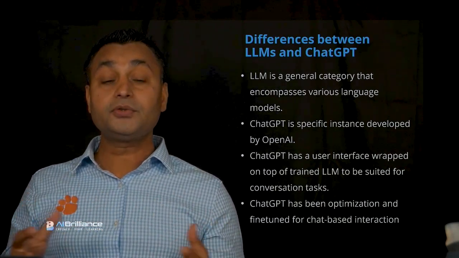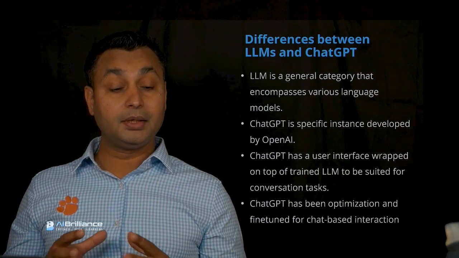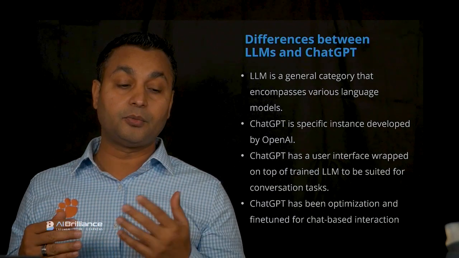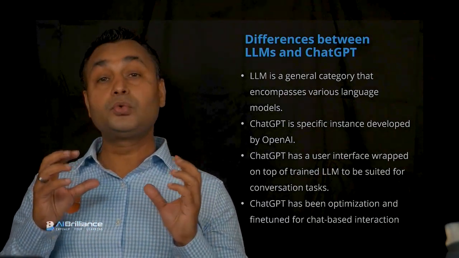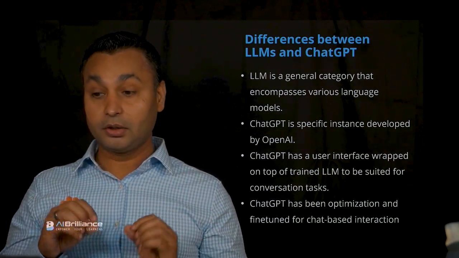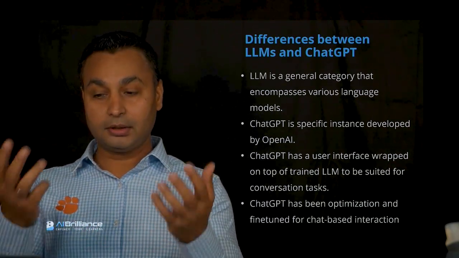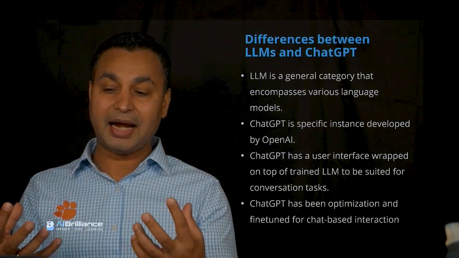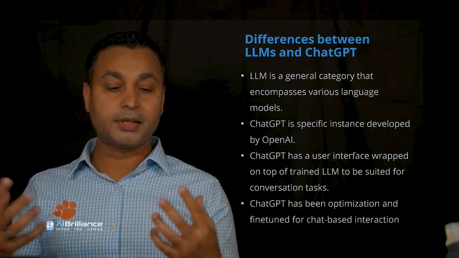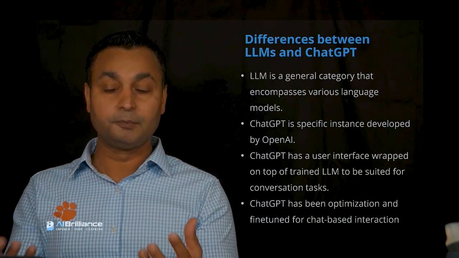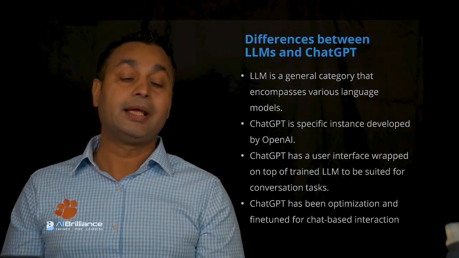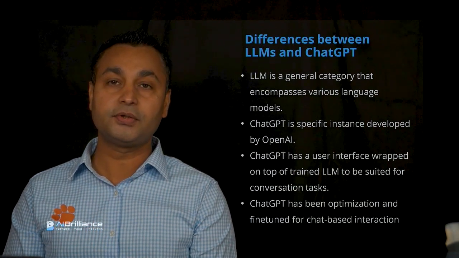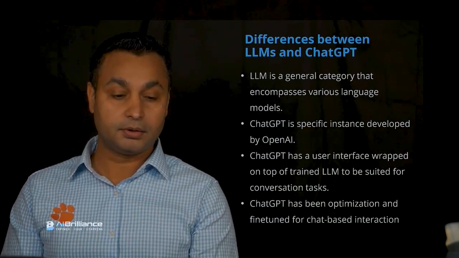Now, you can also think about ChatGPT as a user interface that is wrapped on top of a trained large language model, and that is specifically suited for conversational tasks, so that you can provide text input and you can get text output. And here the idea is, can you interact similar to the chat that you do in other platforms, so that it becomes conversational and more user friendly to use. That is the basic premise behind ChatGPT, that it's essentially a user interface for conversational tasks.